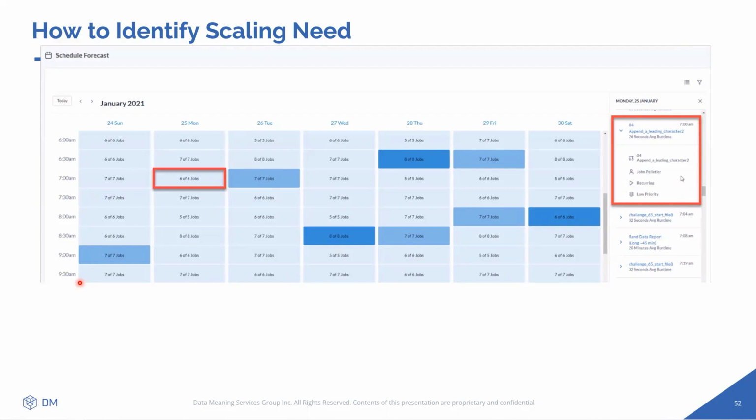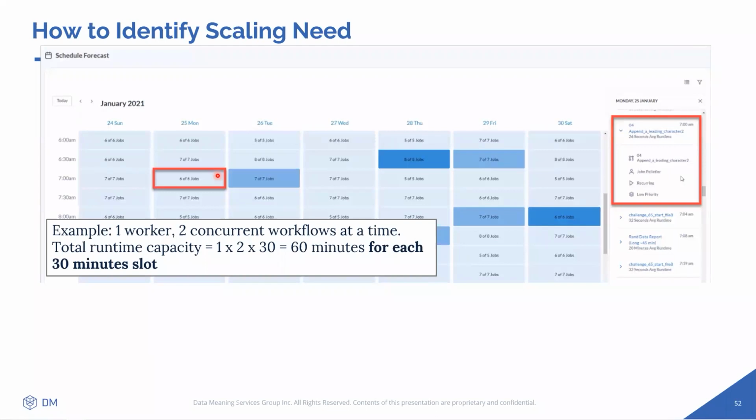And as you can see here, it's all color coded. You can see that here we have 6 jobs. This is related to a 30-minute slot. And the idea here, for example, if you have a single node environment, with one worker and 2 engines, we have a runtime capacity here of 60 minutes for each 30-minute slot.